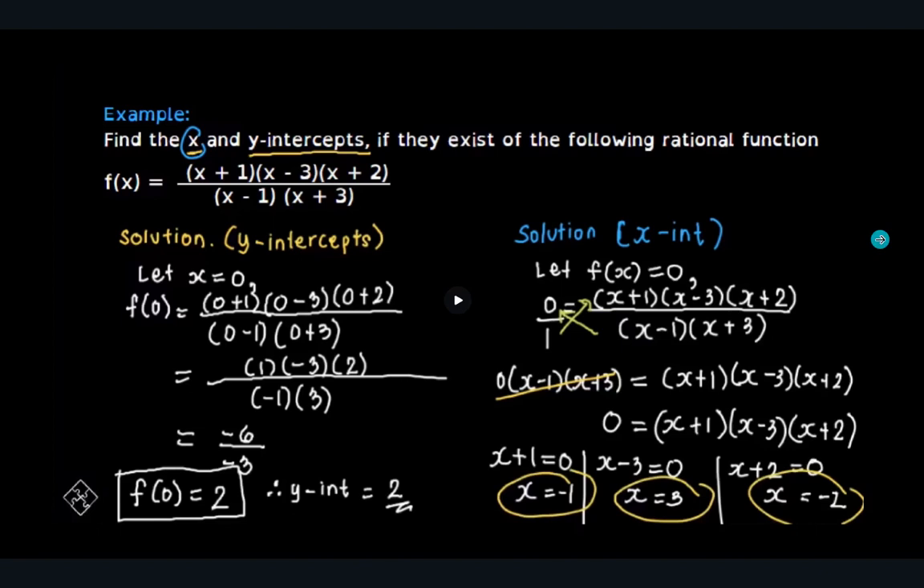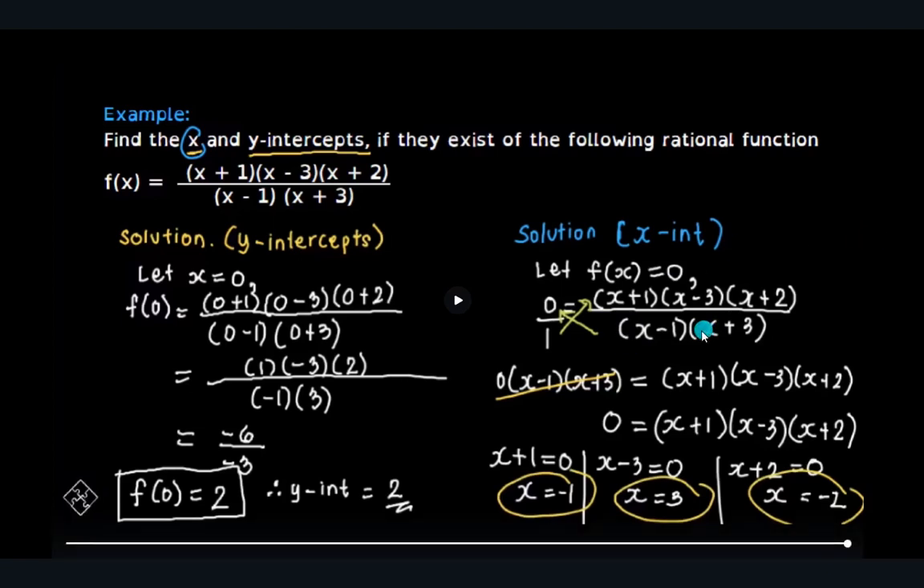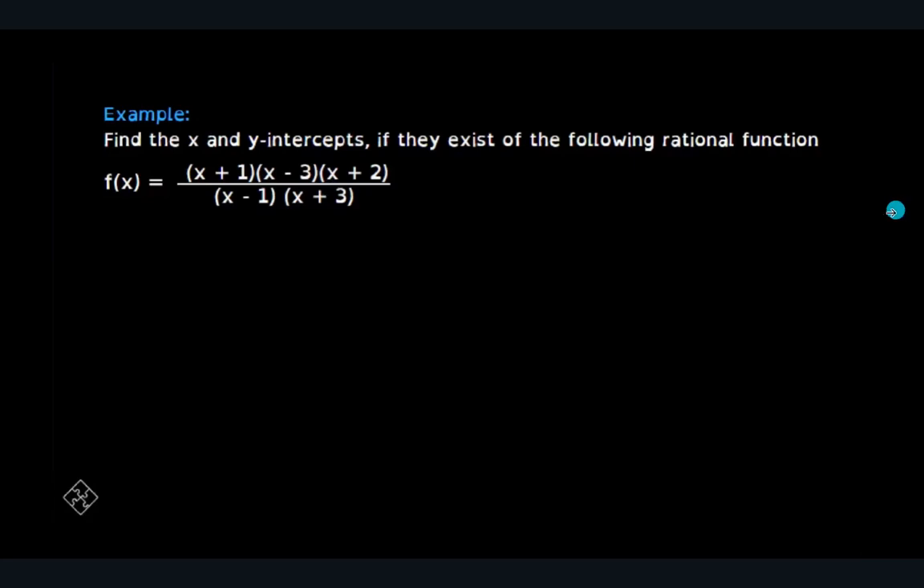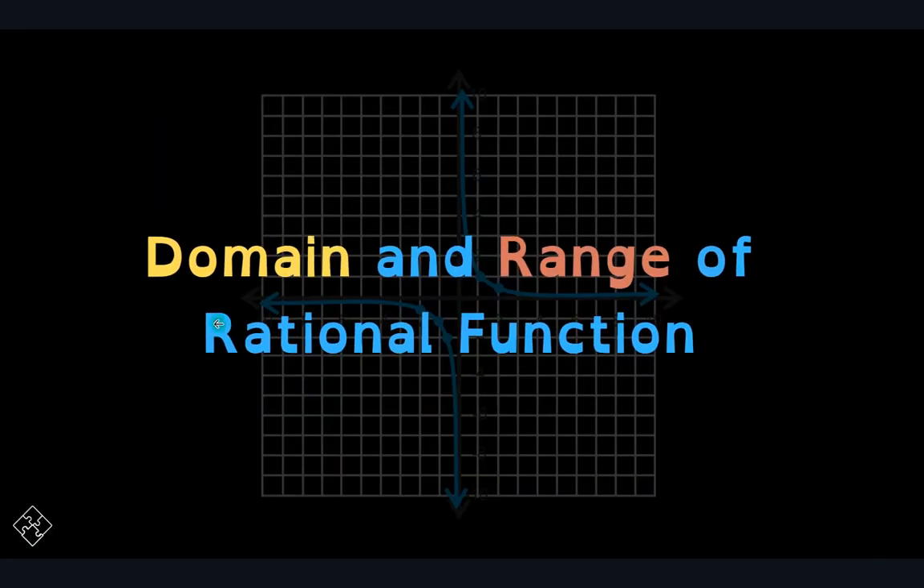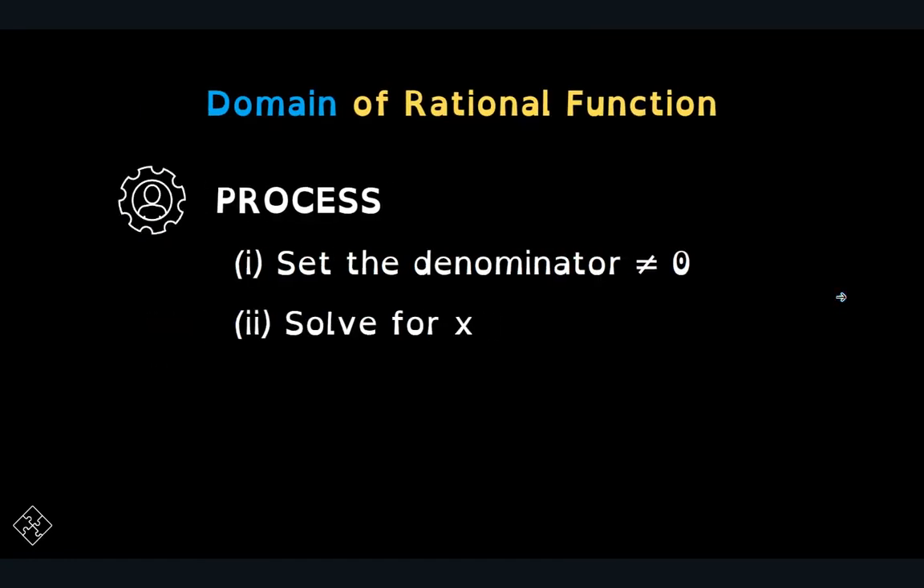Okay, so that is the x and y intercepts. In this case, we have the domain and range of a rational function. Of course, we know that the domain is the set of all first components. But in this case, we will define the process of how to find the domain of a rational function. So let us focus on finding our domain.